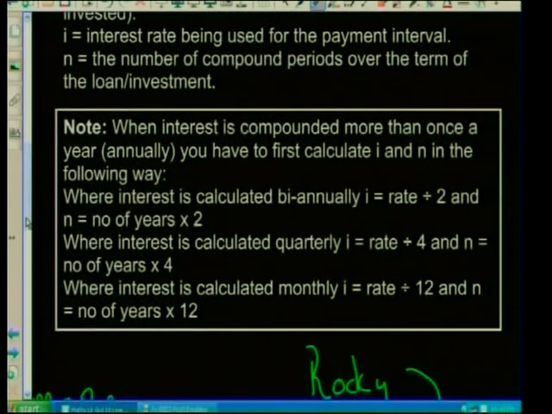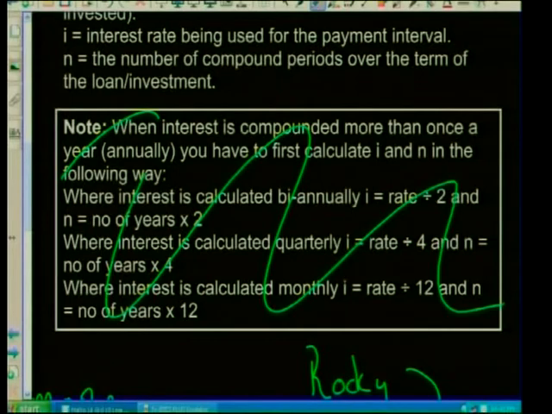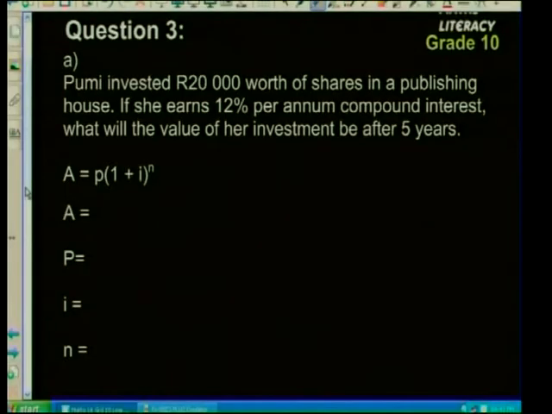There's another whole paragraph here, but you know what? I don't want to look at it right now. We'll come back to it when we're looking at other examples. Let's have a look at an example. Here we go. Pumi invested 20,000 rand worth of shares in a publishing house. If she earns 12% per annum compounded interest, what will the value of her investment be after 5 years?